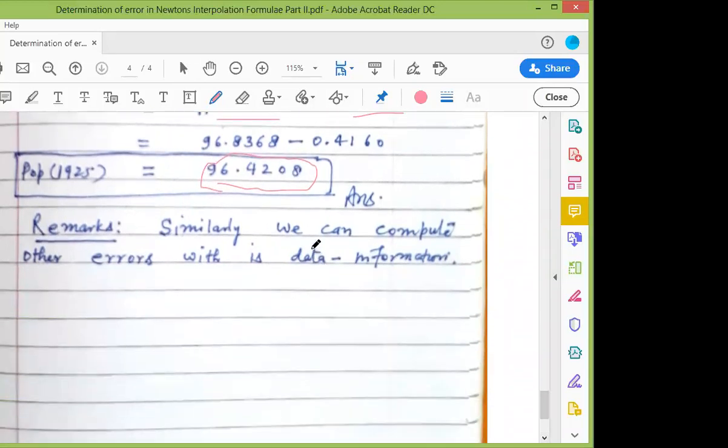Remark. Similarly, we can compute other errors with the data information. In this way we can compute the errors, and we can finally get the accuracy with the help of the error, meaning the summation of the error. Now we are going to open for discussion.